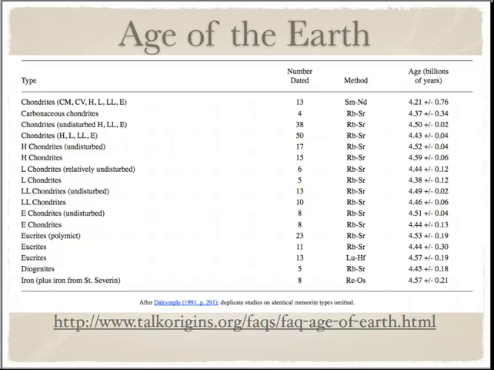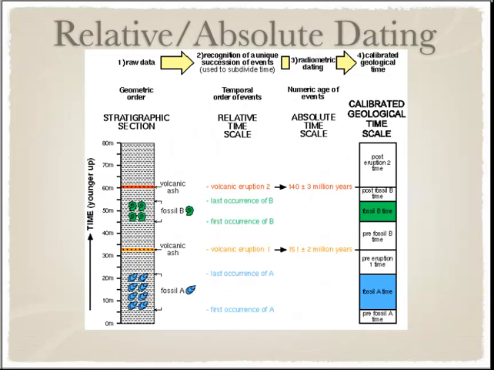So what geologists do is they use a combination of relative and absolute dating. They have some sort of column, and they are able to relatively date all these things. Essentially, the things near the bottom are older, and the things near the top are younger.